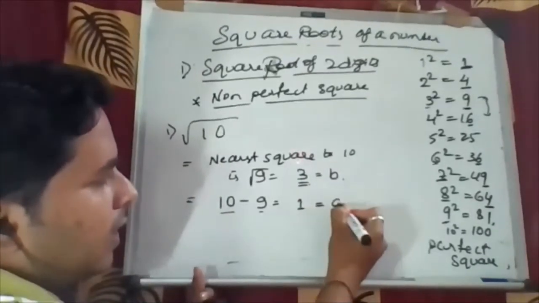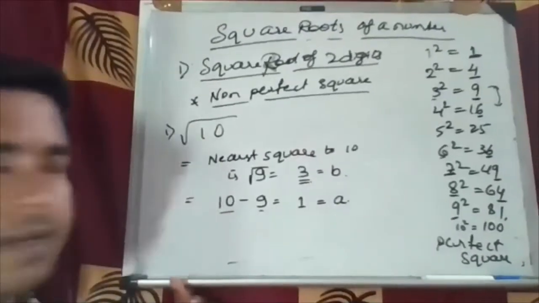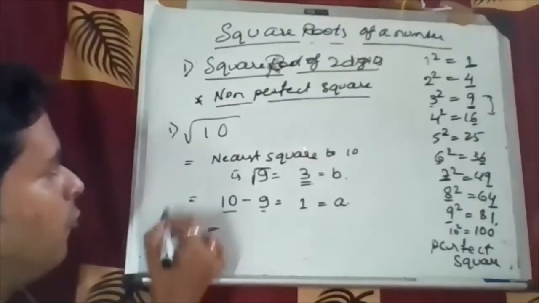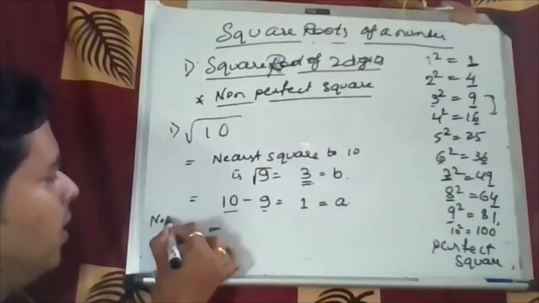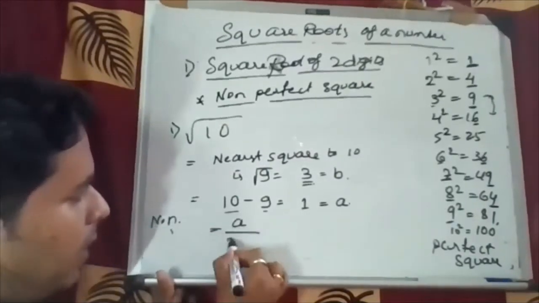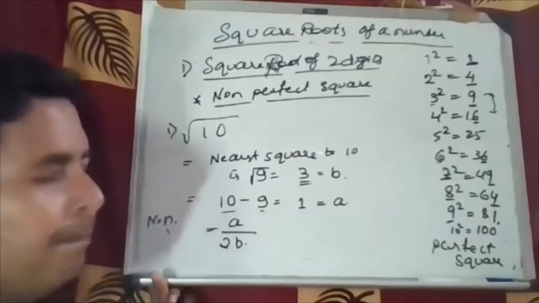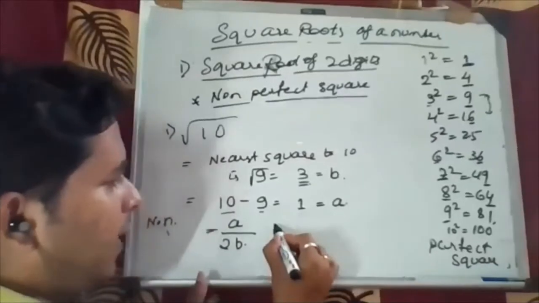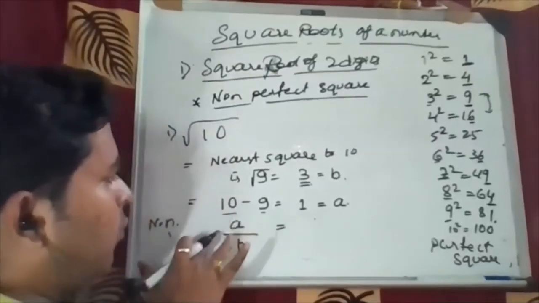So take this as A, and there is a rule. If you are finding the square root of any non-perfect square, the rule is A by 2 into B, A by 2 into B. So what is the A here?